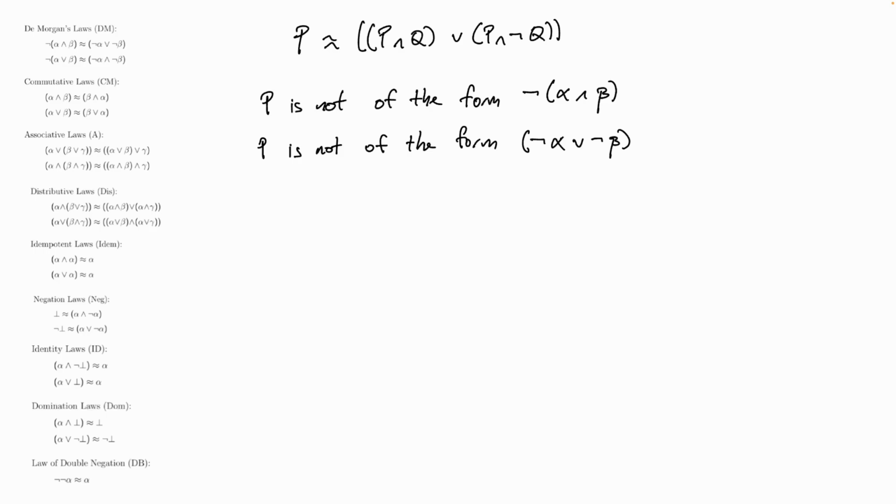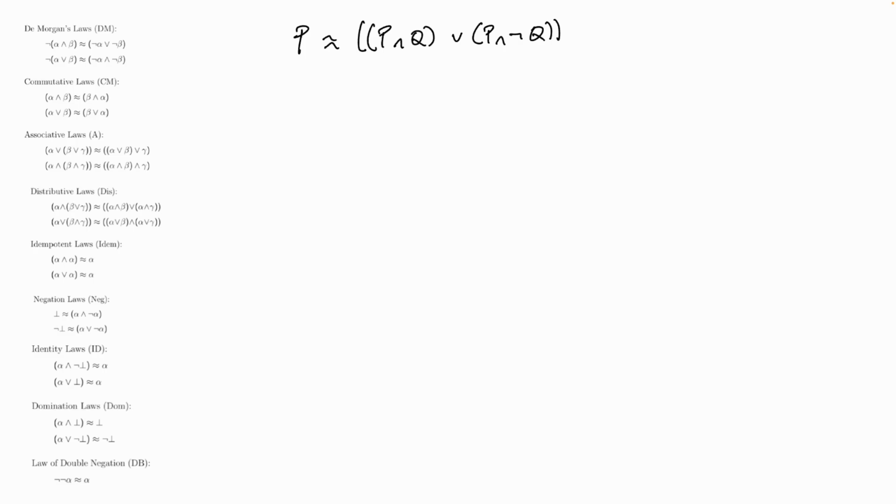Likewise, the second of De Morgan's laws is also not relevant to us. P is neither the negation of a disjunction nor a conjunction where both conjuncts are being negated. Looking at the commutative laws, the associative laws, and the distributive laws, we can see that none of those can be applied to P either. What about the idempotent laws?